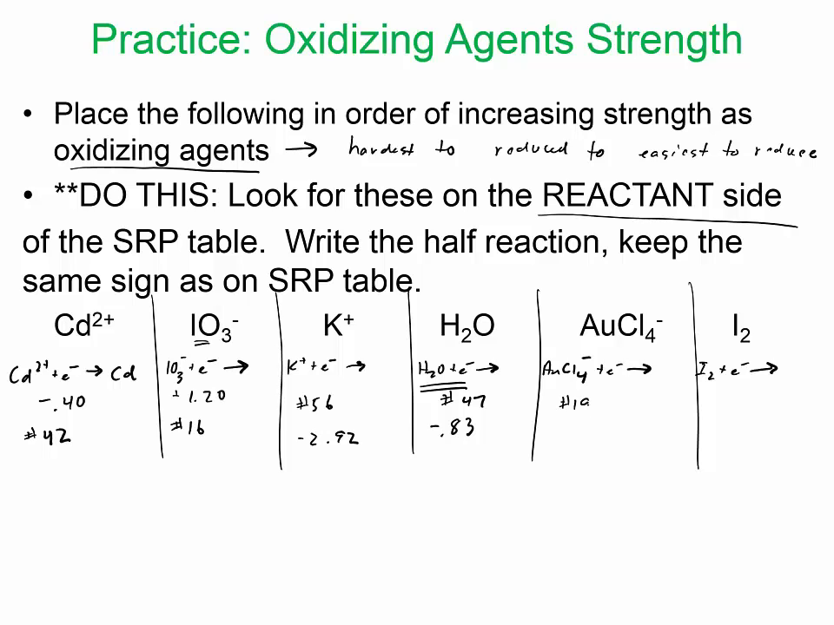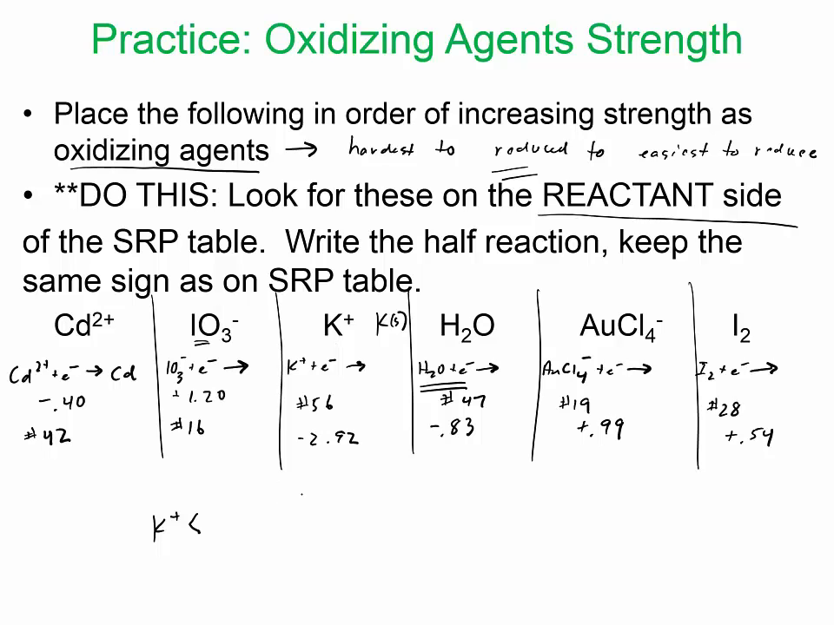This one is number 19, a positive 0.99. And this reaction is number 28, which is a positive 0.54. The hardest to reduce are going to be the ones with the highest negative values. So K+ is the hardest to reduce, the worst oxidizing agent on here. As we saw in the introduction, solid K is a good reducing agent.